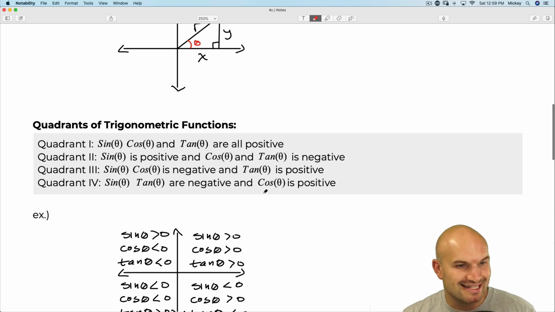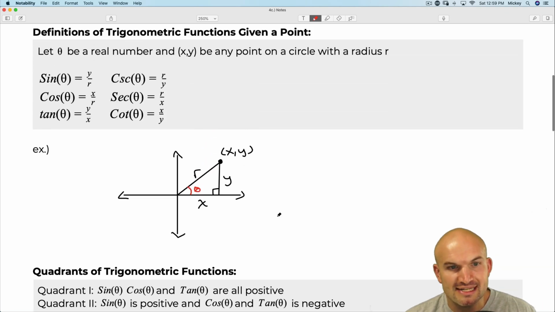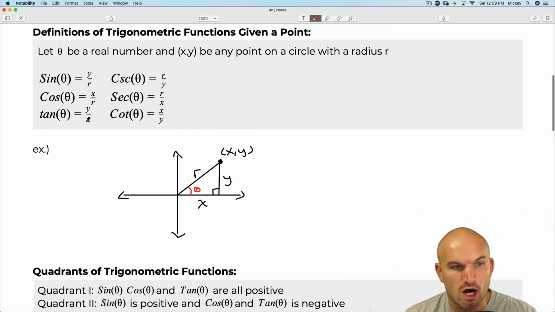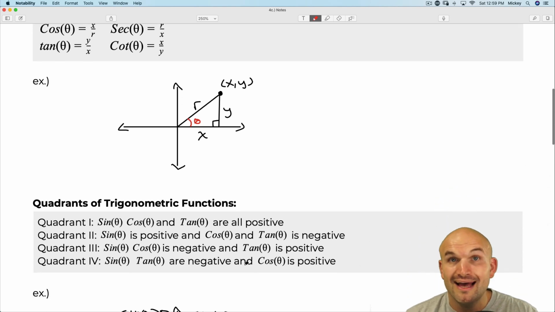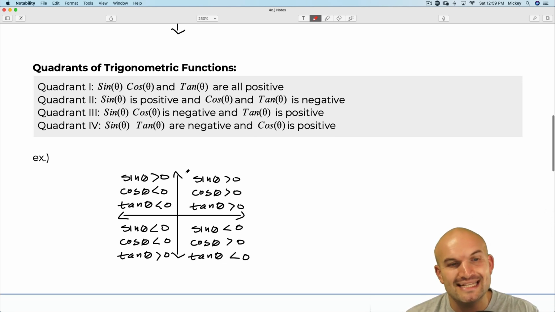But we can summarize everything. We know that the x and y coordinates are positive in the first quadrant, so sine, cosine, and tangent are going to be positive. Look at the relationships: if you're in the first quadrant, then y and x are positive. If r is always positive and x and y are positive, then sine, cosine, and tangent will always be positive in that first quadrant. However, when we go to the second quadrant, notice how cosine and tangent are now negative. Why is that the case?